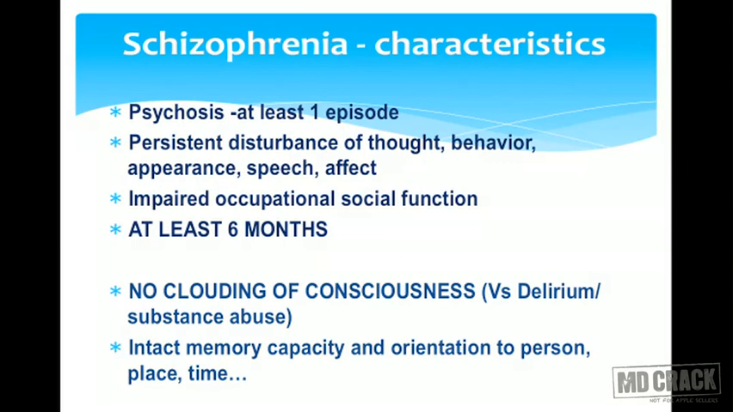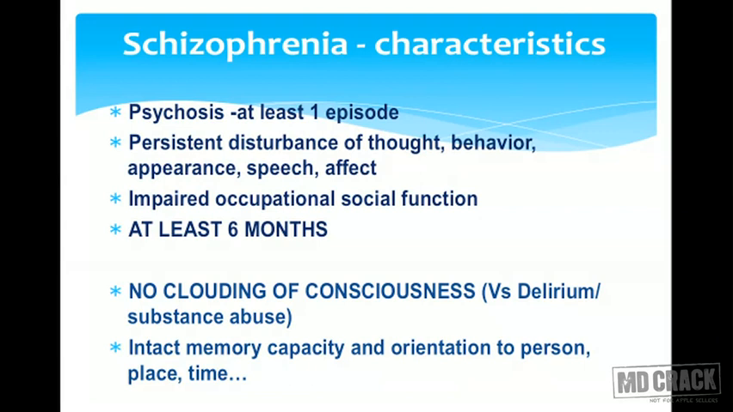The characteristics of schizophrenia include psychosis. You must have the report of at least one episode of psychosis. Then there should be persistent disturbance of thought, behavior, appearance, speech, and affect. There is impaired occupational and social functioning, and all this should be lasting for at least 6 months. Then you label this patient as schizophrenia.